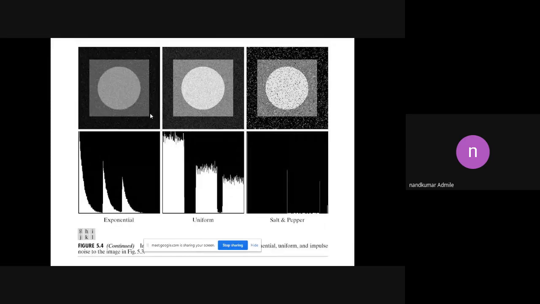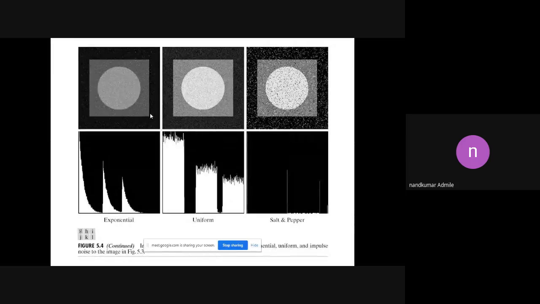So what is the condition to add the noise in an image? There are two conditions. One is at the time of image acquisition and the other at the time of image transmission. At these two times, there is a possibility to add the noise in the image. Okay, so these are the various mathematical equations and the plot functions for these six noise models.